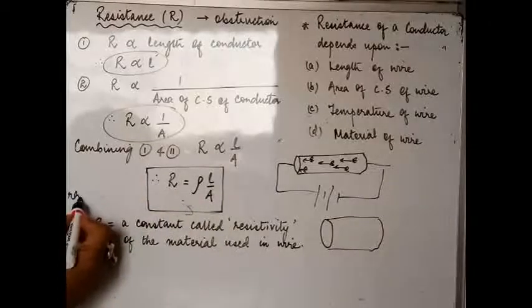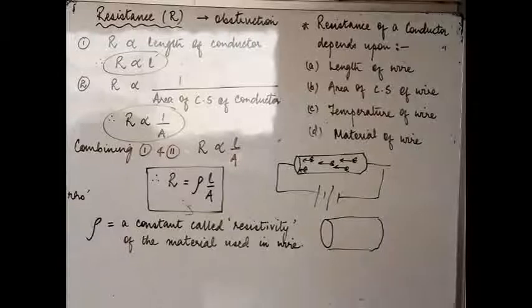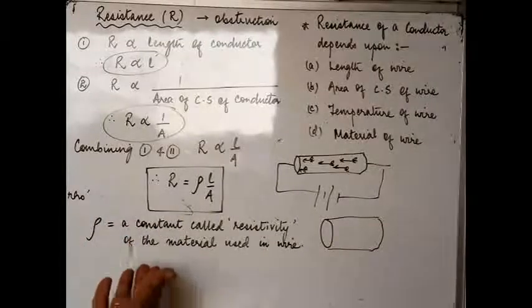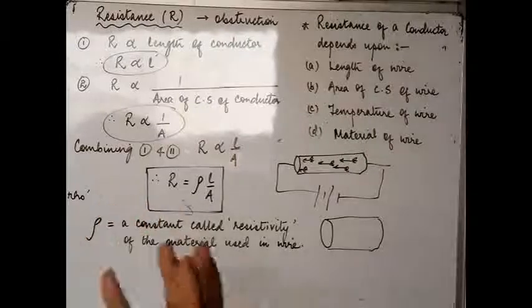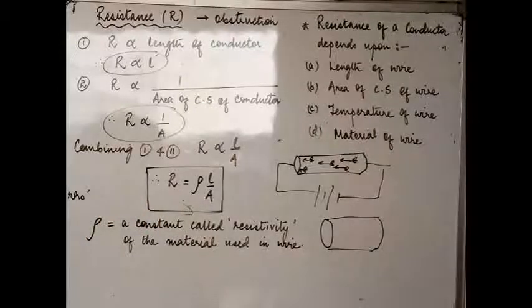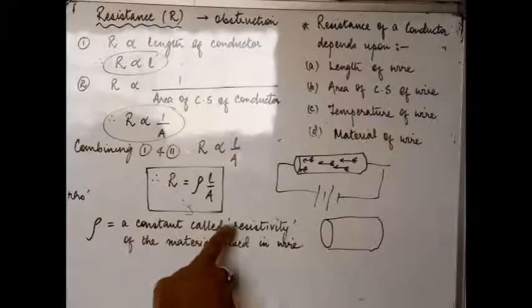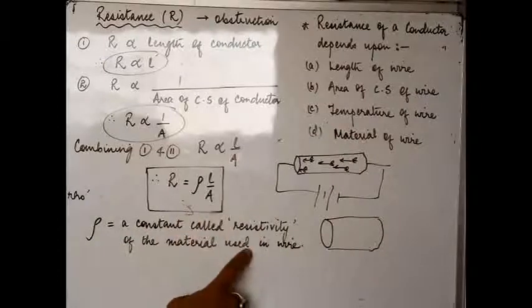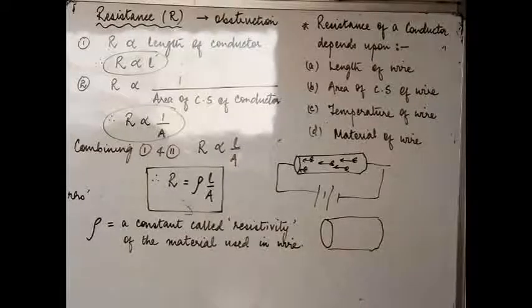The pronunciation is rho, R-H-O. The symbol is this. It is not a P, it has a curled tail. So this is known as rho, but it represents a constant. It has a fixed value for a particular material of a wire. So rho is a constant called resistivity of the material used in the wire. Obviously, all conductors are not made up of the same material. You can have a copper conductor, an aluminium wire, a nickel wire, or a wire made up of an alloy.